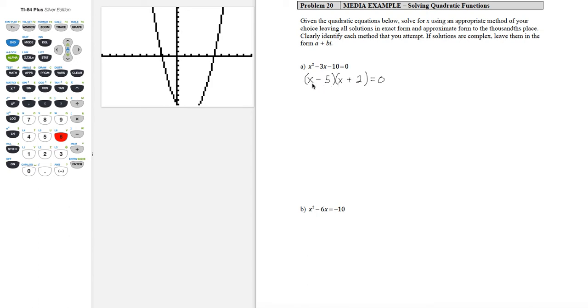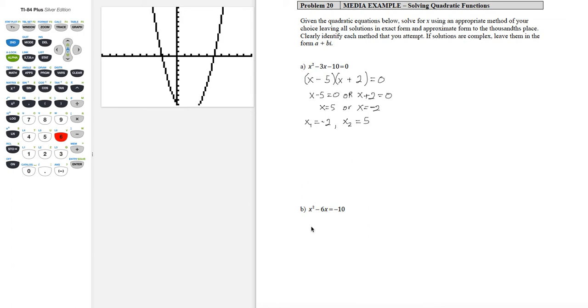So if I double check, I have x squared plus 2x minus 5x is minus 3x. Minus 5 times 2 is minus 10. Now all I have to do is set each of my linear factors to 0. So x minus 5 equals 0, or x plus 2 equals 0. So x equals 5, or x equals -2. I'm going to rewrite those in order of the most negative first. So x1 is -2 and x2 equals 5.